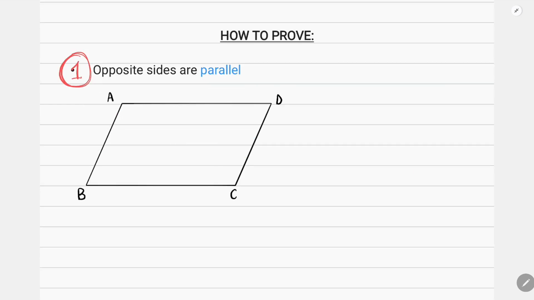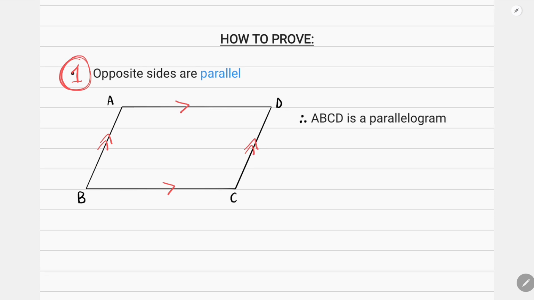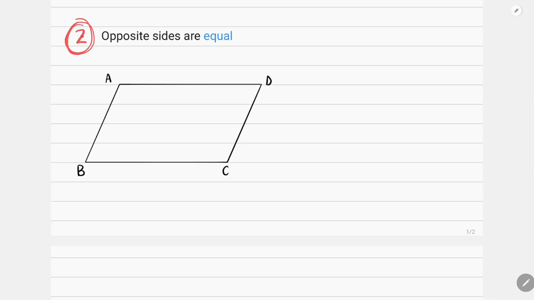Okay, so one way to prove that a shape is a parallelogram is to prove that the opposite sides are parallel. So if we are somehow given that AD is parallel to BC and AB is parallel to DC, then that proves that the shape is a parallelogram. And the reason for this would be because both pairs of opposite sides are parallel. The second way to prove that a shape is a parallelogram is to prove that both pairs of opposite sides are equal.